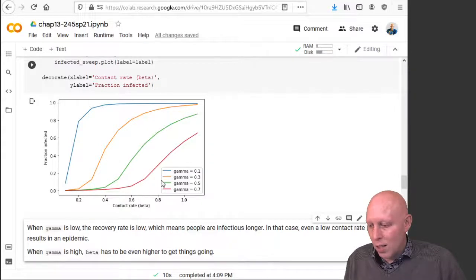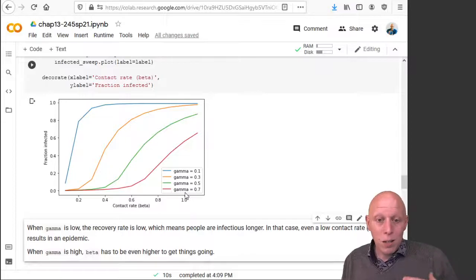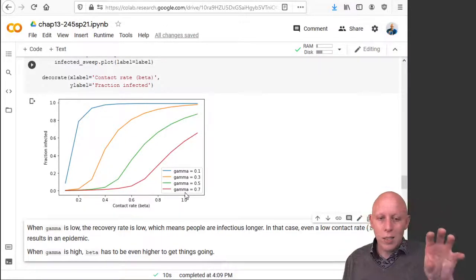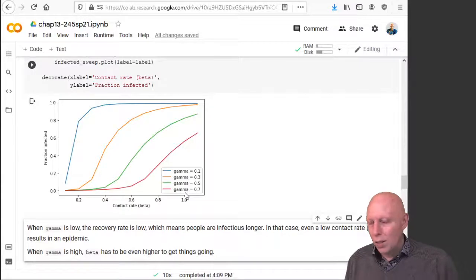On the other hand, if gamma is very high, so people get better very quickly, then people move from I into R rather quickly. That means there's not very many people who are infected at one time. And so if it's unlikely that people interact with each other and pass the disease on, then a very small percentage of the population is going to get sick.